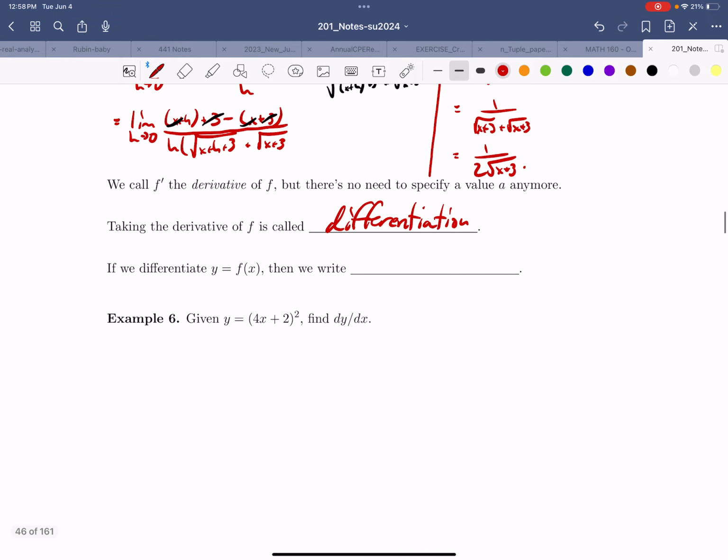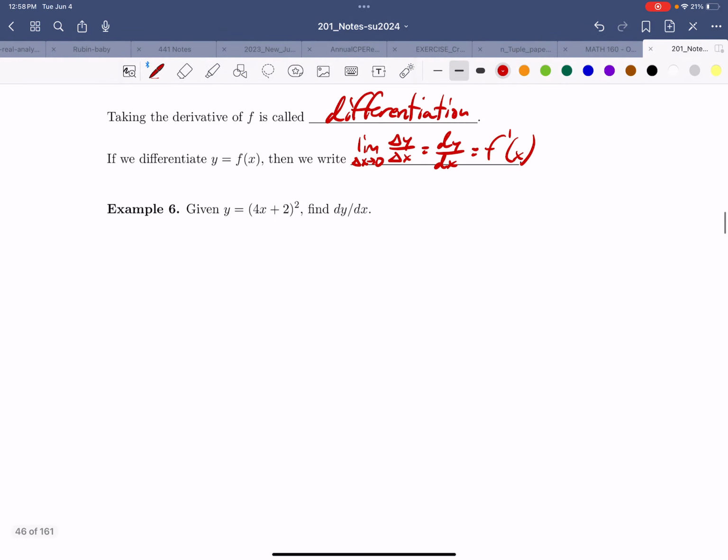If we differentiate y equals f of x, remember we had the limit as delta x approaches 0 of delta y over delta x. Remember how we had that? Well, when you do that, you write dy over dx. D means that delta is very small. So if we're talking about y equals f of x, then dy over dx is another way of writing the derivative. Right? dy over dx equals f prime of x.